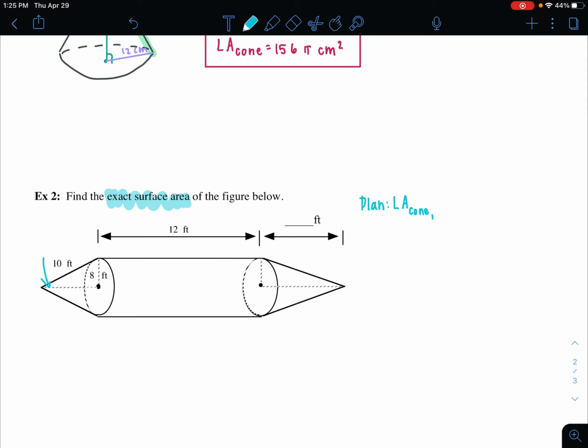So we'll call this guy here cone 1 plus the lateral area of my cylinder plus the lateral area of cone 2. Because lateral area is not those circles that are included there. So your blank is going to be 15 feet. At this point, I would like you to pause this recording and try and solve this problem on your own.